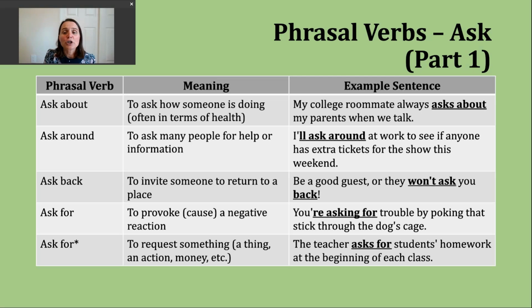Okay. Here, you're asking for is an example of the present progressive or the present continuous. So we're talking about something happening right now. And so maybe someone is trying to get a reaction from a dog that's not theirs. And because we don't know it, it could get angry, right? That could be the negative reaction.